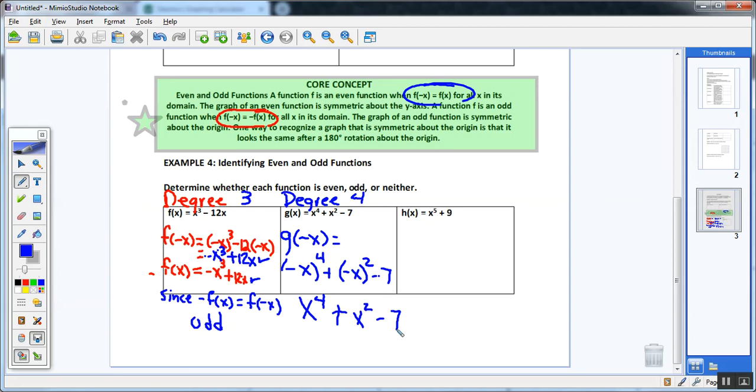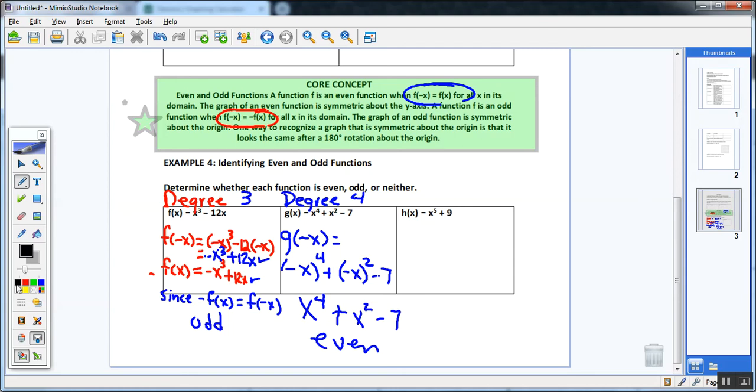So that means that this function is what? Even. Why am I checking to see if it's even? Why am I not even checking to see if it's odd? Because it's an even degree. So we know that this one would be what here, kids? Well, it'd be even. Okay.